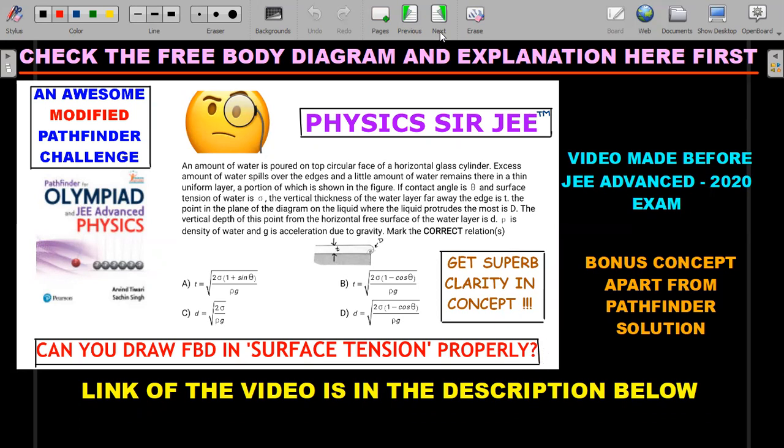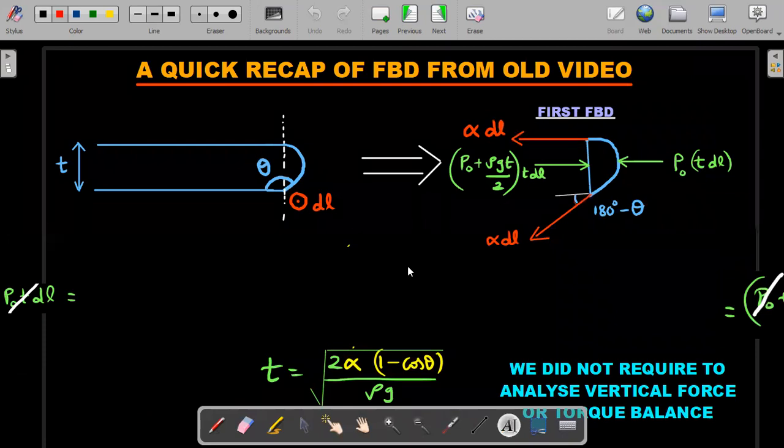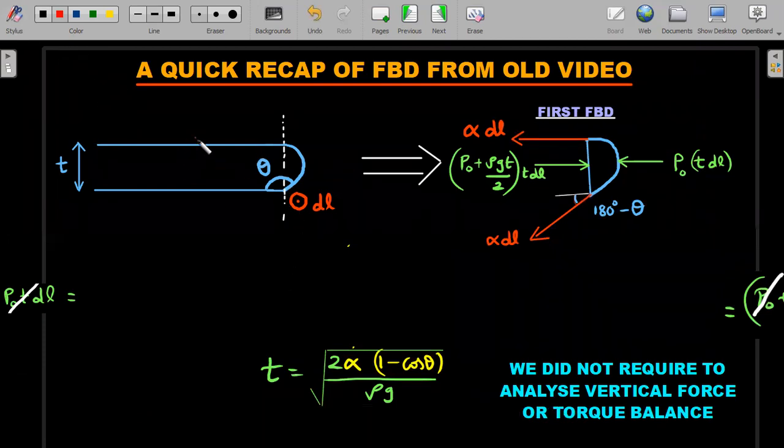Okay, in case you have already done that, I'll just try to borrow a quick recap of the FBD from that old Pathfinder video where this bulge was never considered to be semicircular. So this is the diagram of the bulge where I'm cutting it here carefully and drawing an FBD at this particular place. In that Pathfinder question, the angle was never mentioned to be 0 degrees here. That means the contact angle was not 180 degrees, because it was mentioned in terms of theta. That's why this kind of FBD occurred.